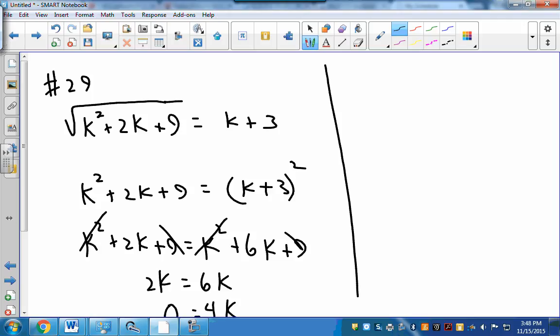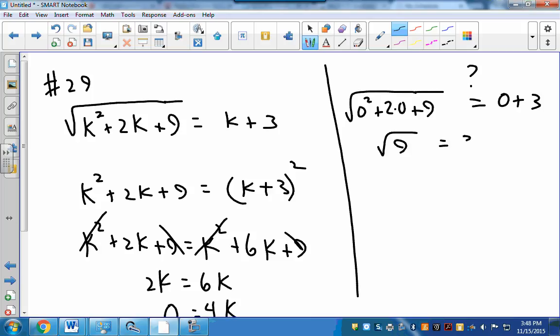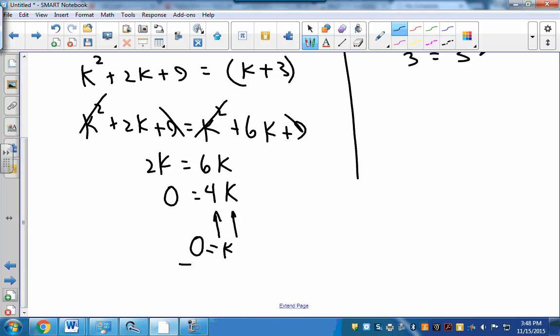So everywhere there's a k, I'm putting a 0. So I have the square root of 0 squared plus 2 times 0 plus 9, and that's supposed to be equal to 0 plus 3. Well, sure enough, square root of 9 does equal 3. Okay? So that's a good check, which means the solution to the equation is 0.